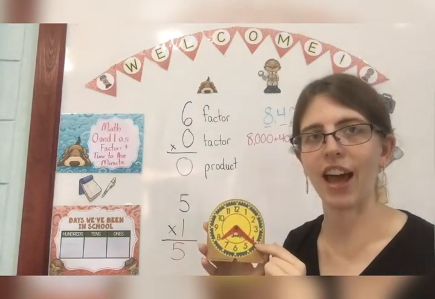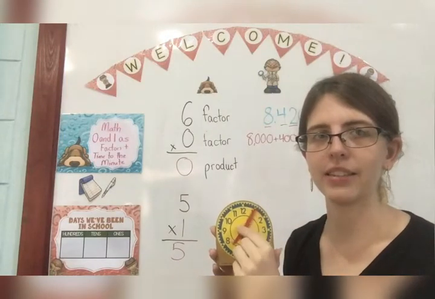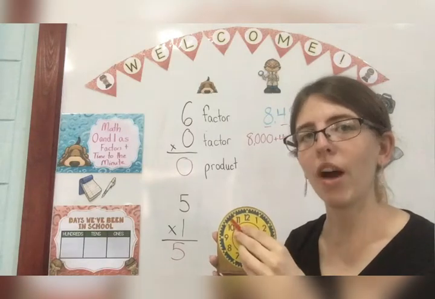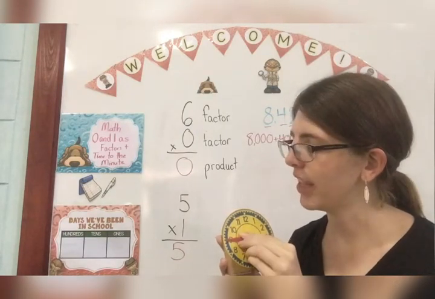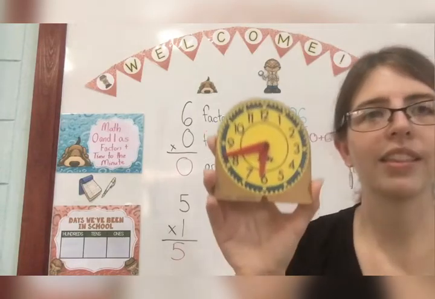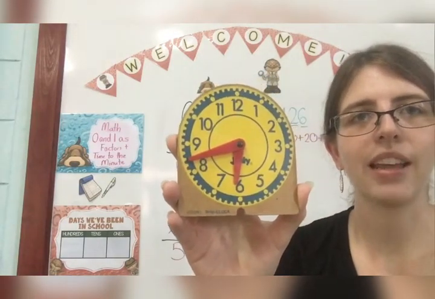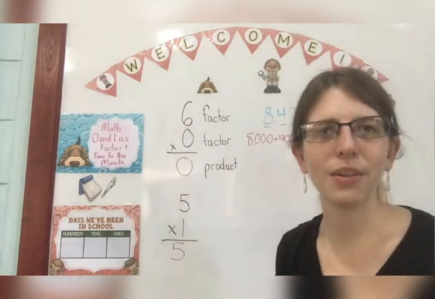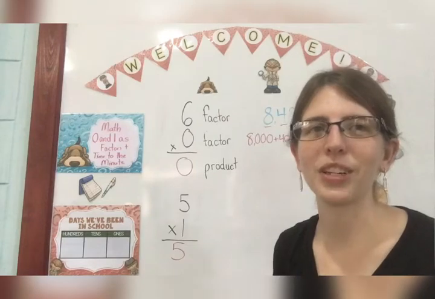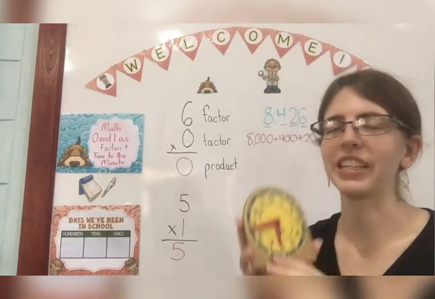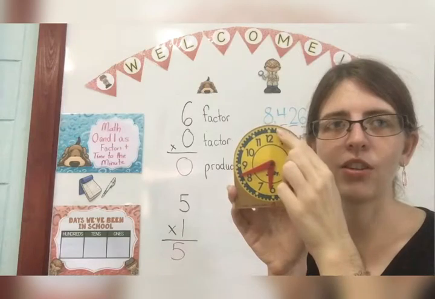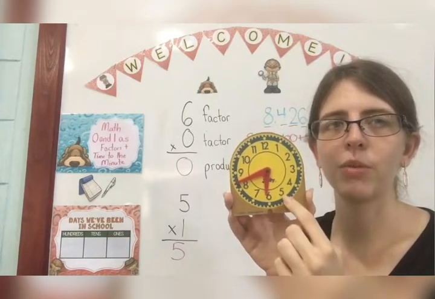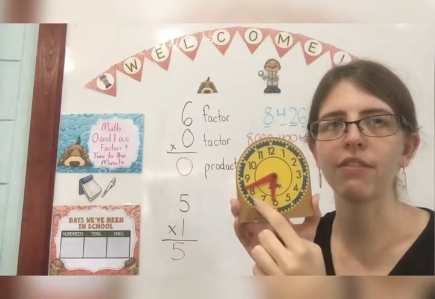When I count by 5s to find my minutes, that doesn't always tell me exactly what time it is. What if my minute hand is right there, in between the 9 and the 8? Well, what time is it? What am I going to do? Here's what I'm going to do. I'm going to count by 5s, starting up here, 5, 10, 15, 20, 25, 30, 35, 40.